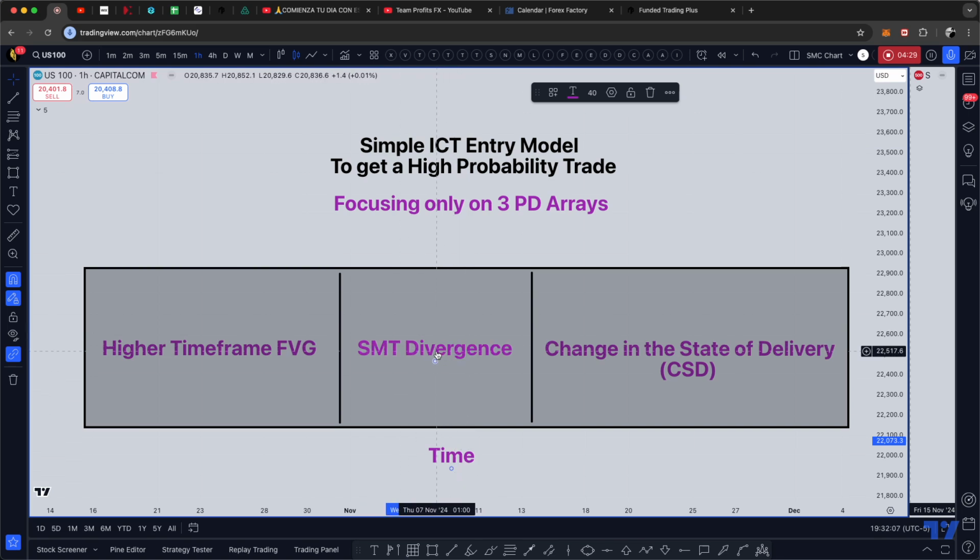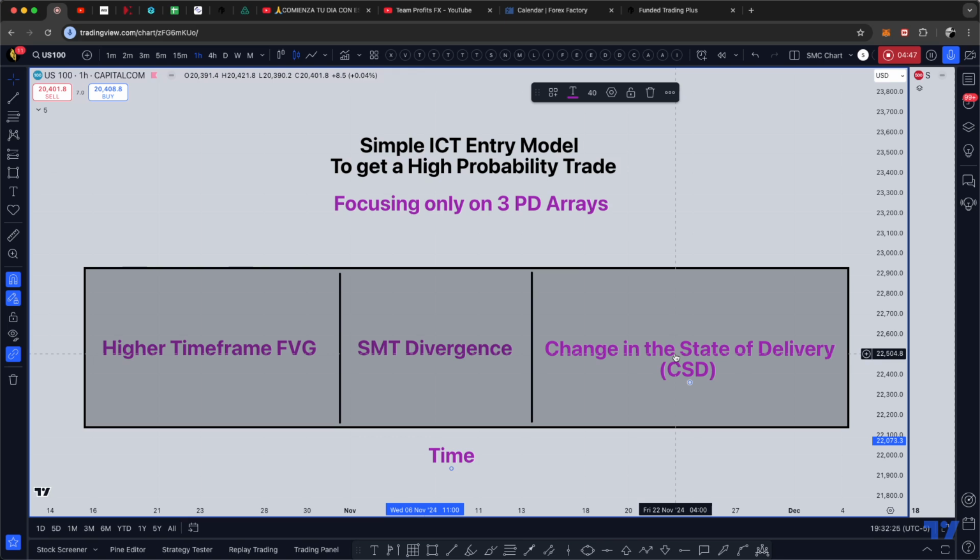So you need to see that. It's key because it's necessary to spot that divergence once the price in the lower time frame is tapping your higher time frame fair value gap. You need to spot divergence, and then the next thing you need to spot is a change in the state of delivery. And that's it.